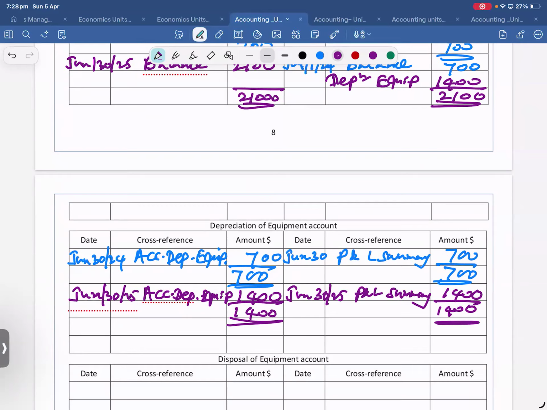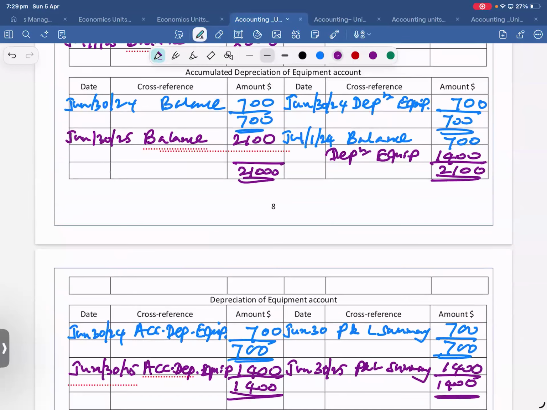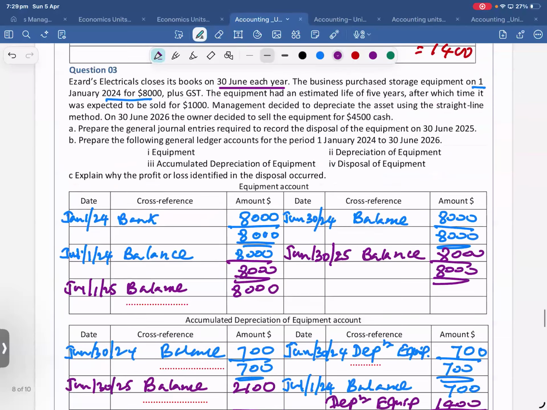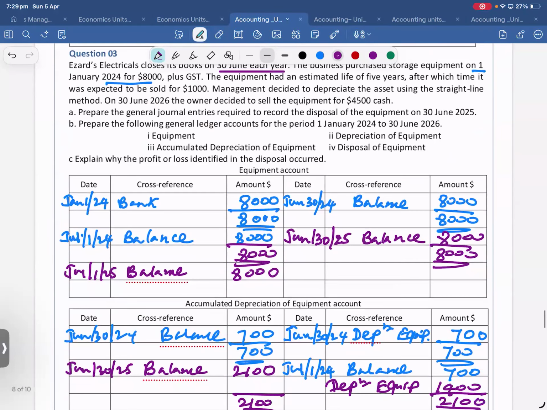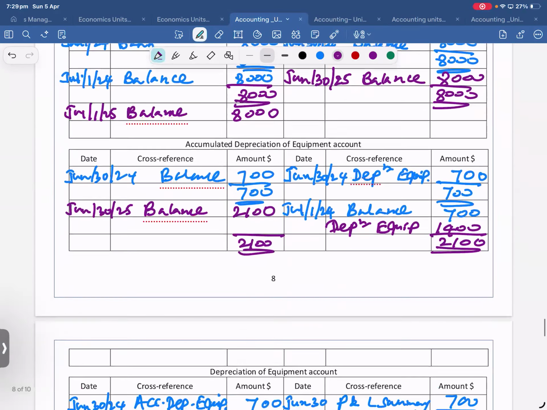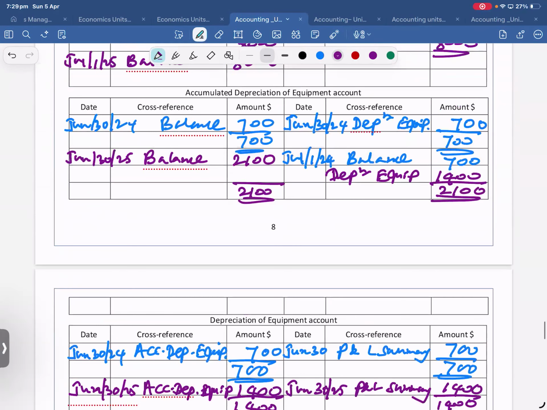2,100, on the debit side you put 2,100. Okay. Then, guys, what is happening? We are eventually coming to when? 26th, yes. Owner decided to sell the equipment for 4500 cash, plus GST for that, right? Then what do we do?